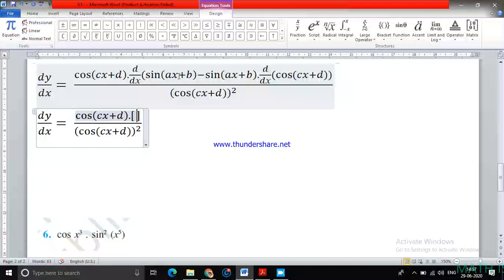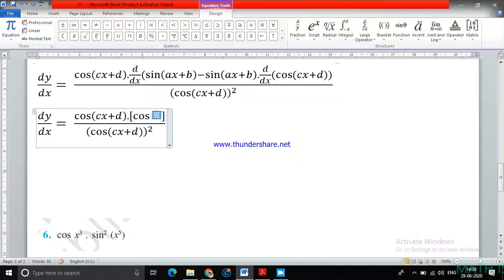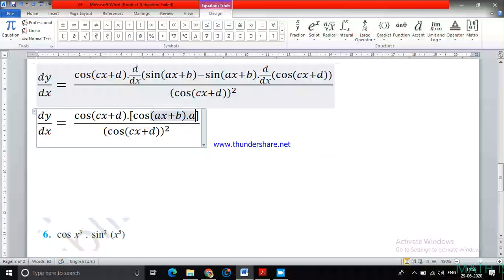Now the derivative of sin(ax + b). The derivative of sin theta is cos theta, so it will come cos(ax + b) into the derivative of ax + b. The derivative of ax is a, the derivative of b is 0. So that's how the differentiation will take place.